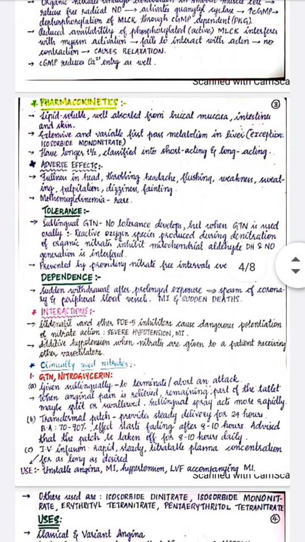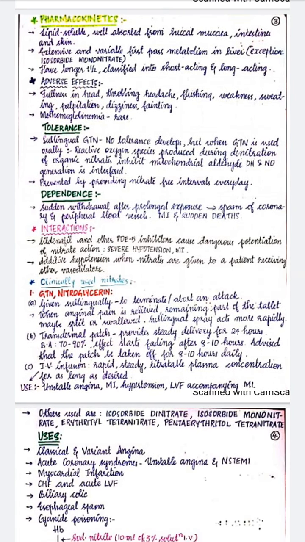Coming to the pharmacokinetics, the drugs are lipid soluble, well absorbed from the buccal mucosa, intestine and skin, with extensive and variable first pass metabolism in the liver. Exception is isosorbide mononitrate. They have got longer half-life and, as said above, are classified into two types, that is short acting and long acting. Some of the adverse effects are fullness in head, throbbing headache, flushing, fainting, palpitation and dizziness.